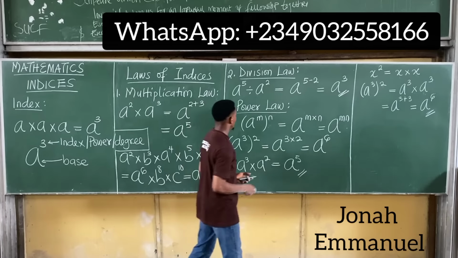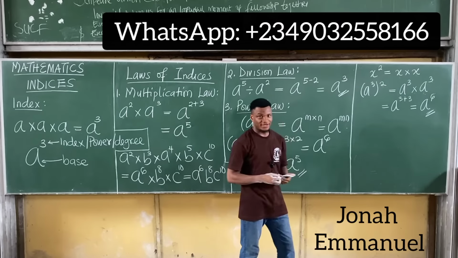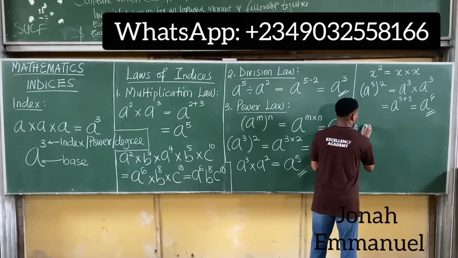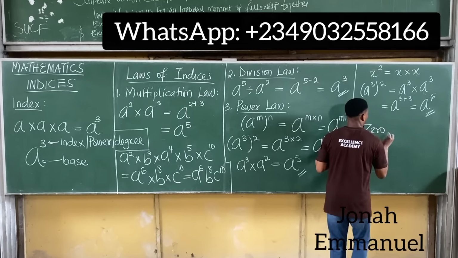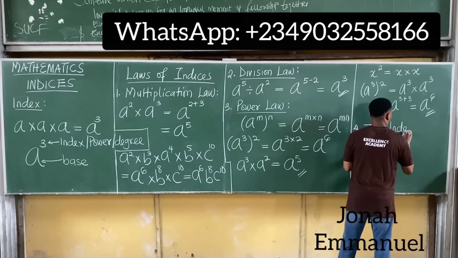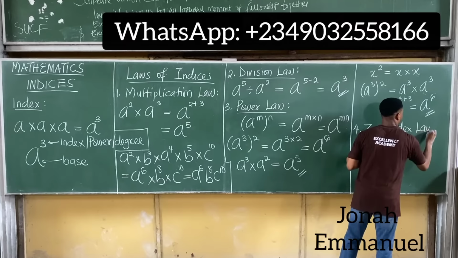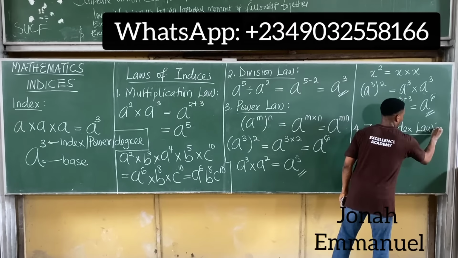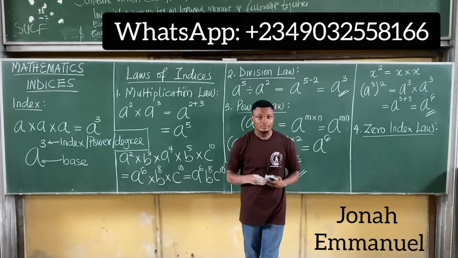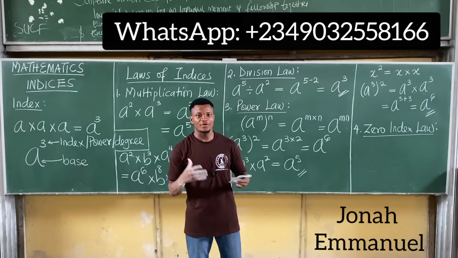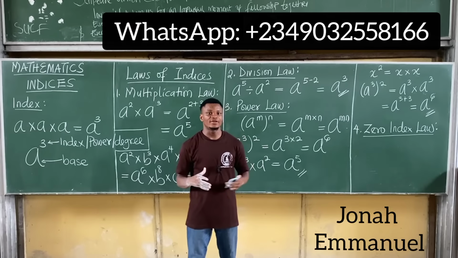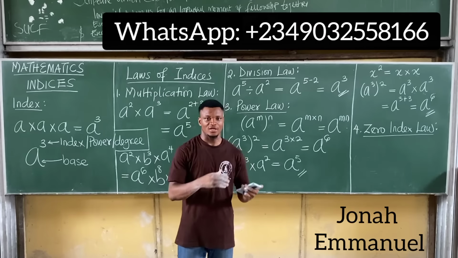So we have this. Let's look at the next law of indices, law of indices number 4. Let's look at the zero index law. Our fourth law is called the zero index law. The zero index law says that whatever thing is raised to power 0 is equal to 1.